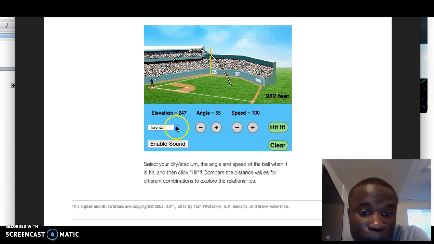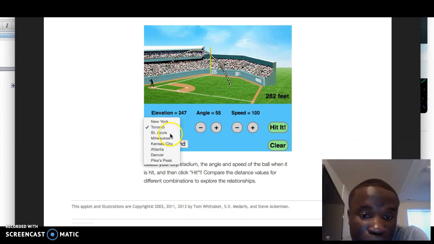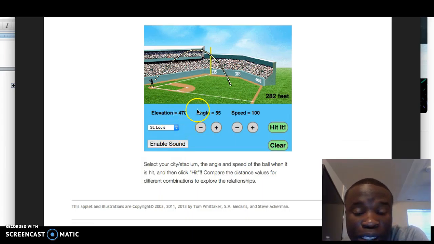So if we go to an elevation that is a little bit higher, places like St. Louis, where the elevation is 470 feet, with the same angle, and I hit the ball, there's no difference.